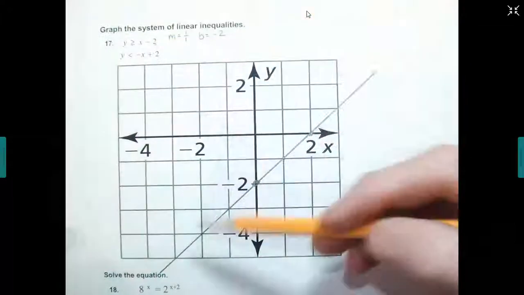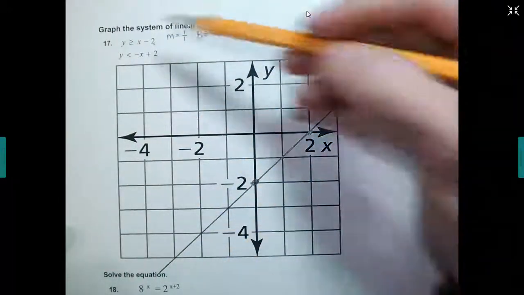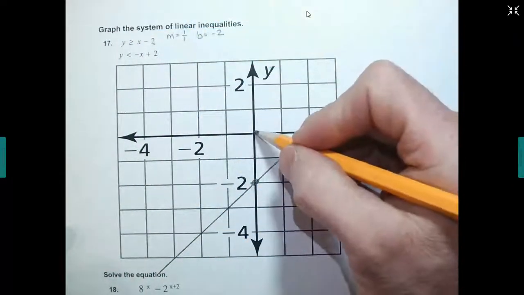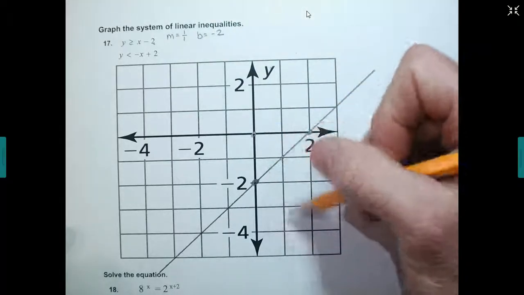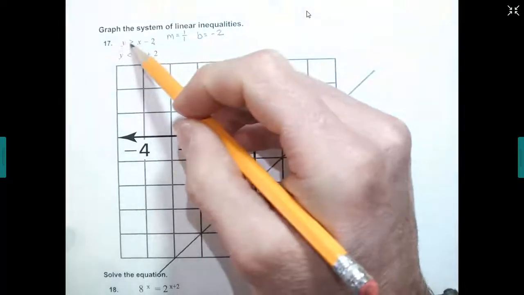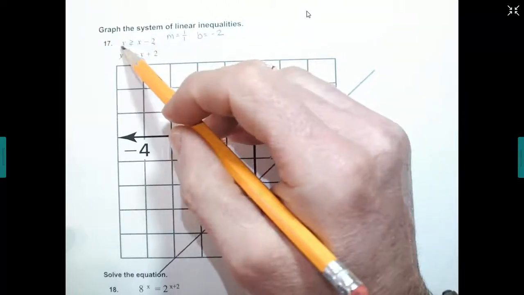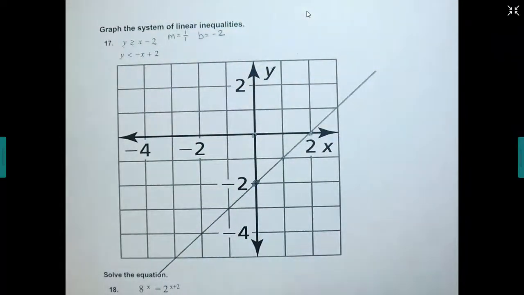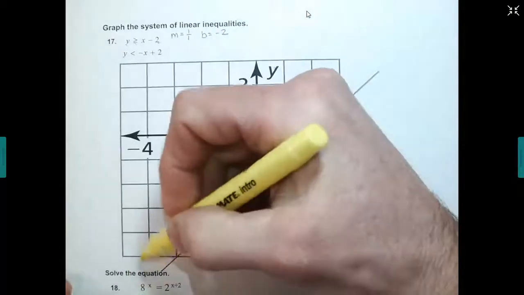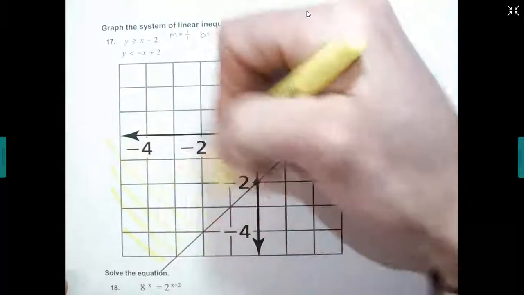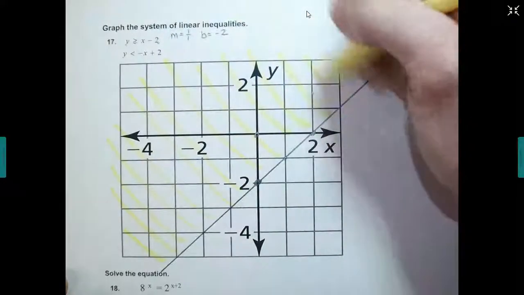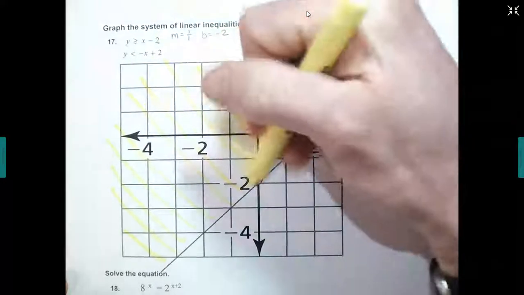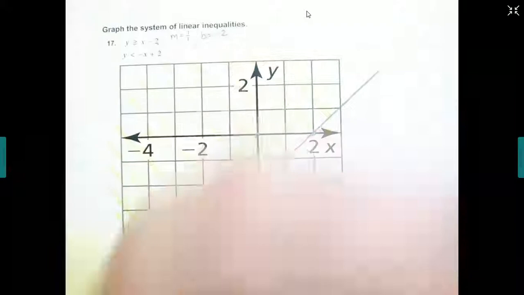Now I've got to figure out if I shade in above it or below it. Greater than. I'm going to plug 0, 0 in and see if it makes it true or false. So 0 is greater than 0 minus 2. 0 is greater than or equal to negative 2. It is in fact greater than. So I shade in this whole part of my graph.